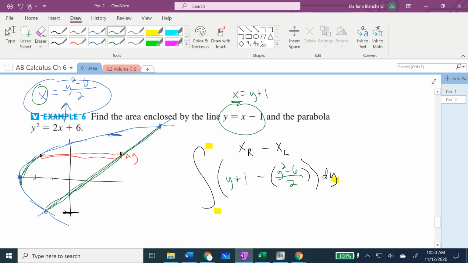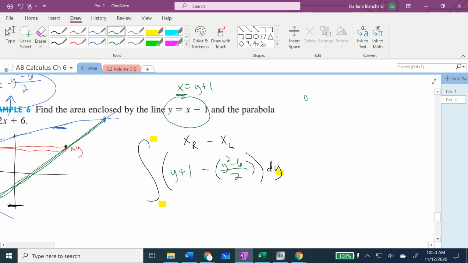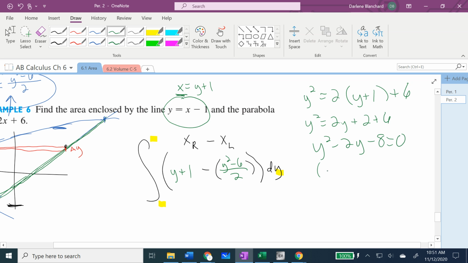Then I need to find these y coordinates of intersection. I can do that with a little bit of substitution. So I have y squared equals 2x plus 6, and x is y plus 1. I'm doing this a little bit quickly. Set it equal to 0, do all the lovely factoring. And I can see that positive 4 and negative 2 for the y are my intersections. From there, solve like normal. You've got your definite integral set up and you're ready to go.